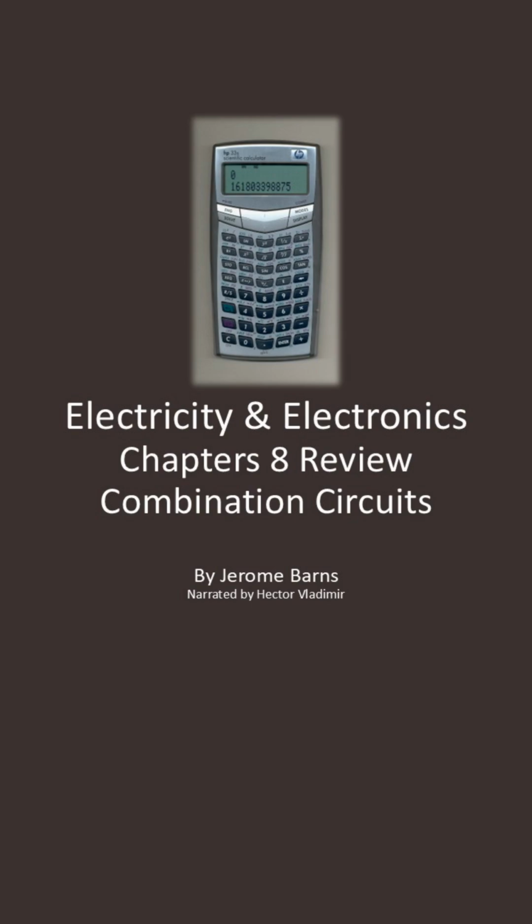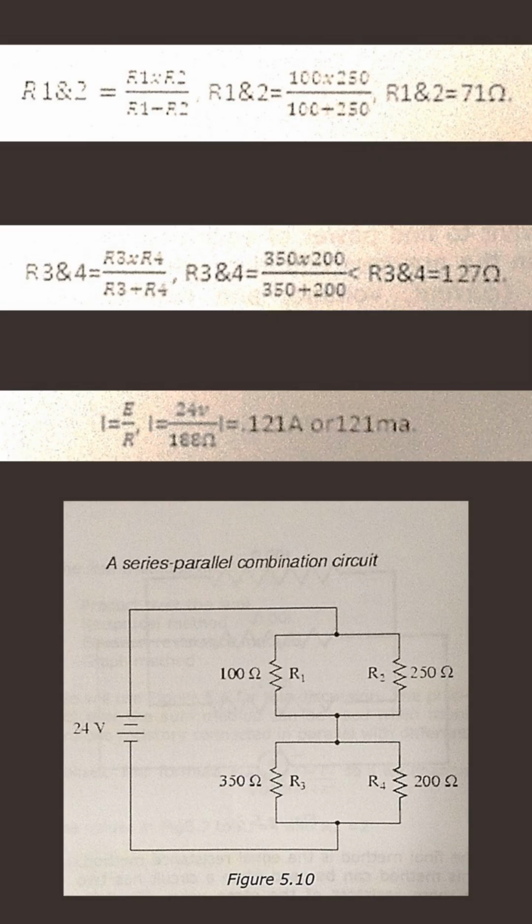Series parallel circuits, or combination circuits. A combination or series parallel circuit, figure 5.10, is a circuit that will have both a series branch and a parallel branch. You will have to use the rules for series and parallel circuits in this type of circuit. Looking at figure 5-10, the best way to approach it is to find your total circuit resistance first.